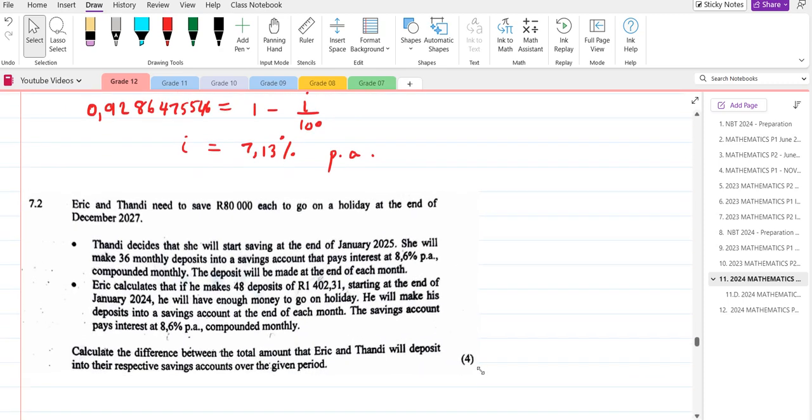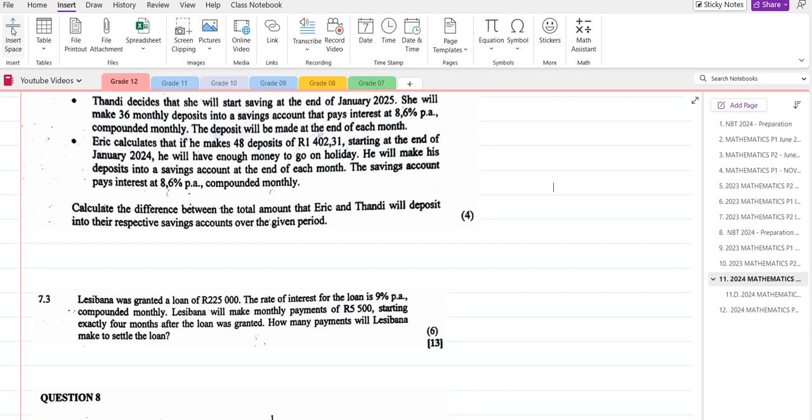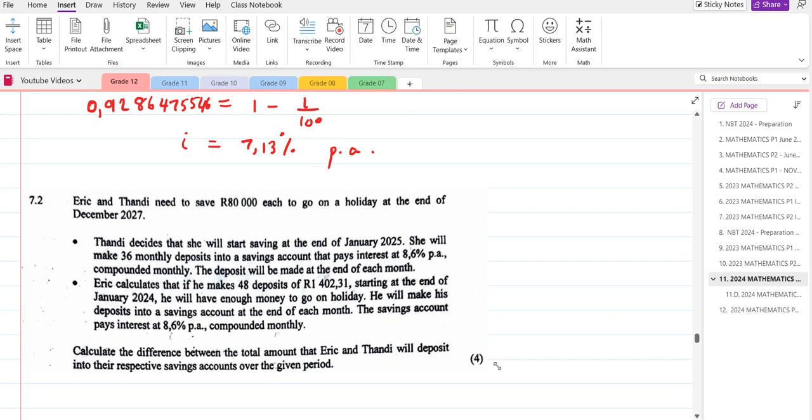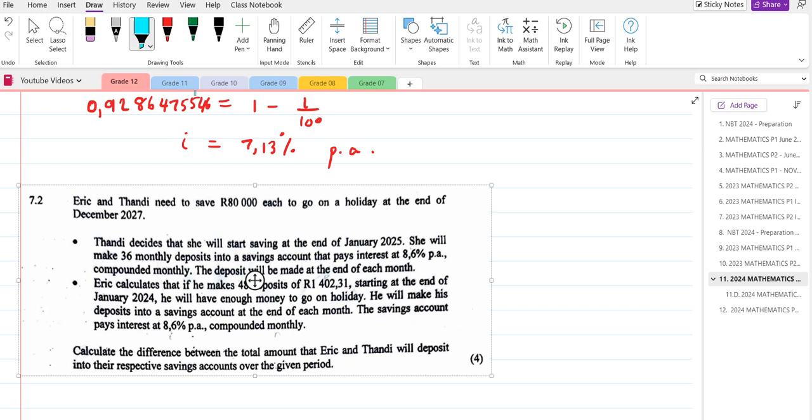Moving on to the next problem, question 7.2. See what we have here. Eric and Thandi need to save 80,000 each to go on a holiday at the end of December 2027. So they need to save up 80,000 each, which is 160,000. Please read carefully. So they need to save up in total 160,000 rands.